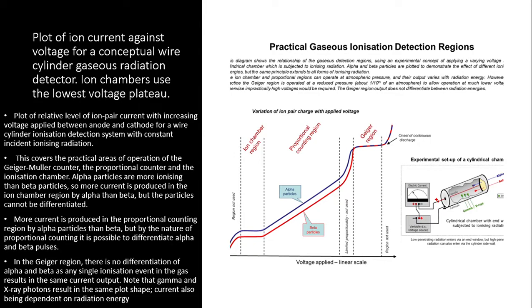More current is produced in the proportional counting region by alpha particles than beta. But by the nature of proportional counting, it is possible to differentiate the alpha and beta pulses. In the Geiger region, there is no differentiation of alpha and beta, as any single ionization event in the gas results in the same current output. Note that gamma and X-ray photons result in the same plot, with current also being dependent on radiation energy.